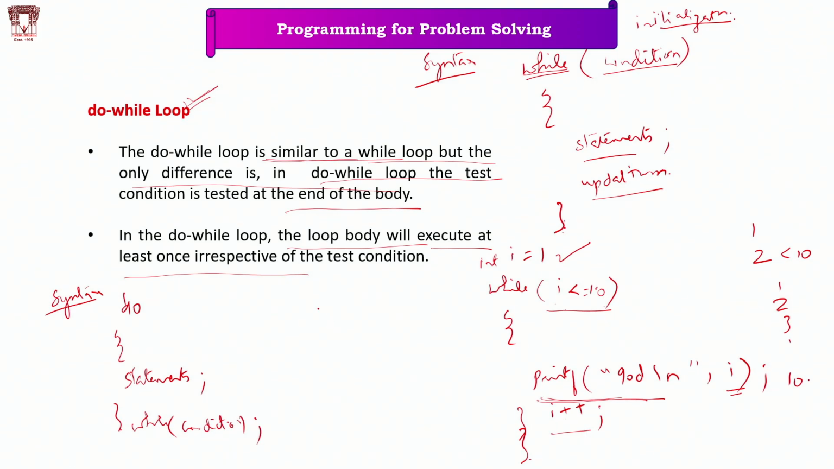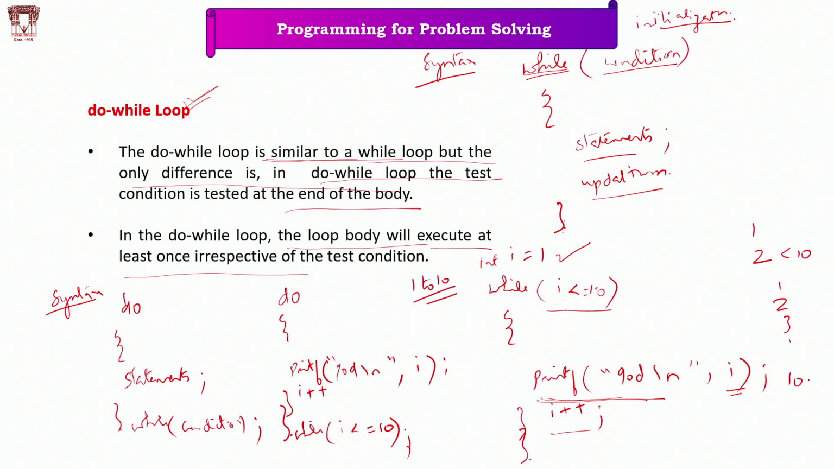The same program we can write with the help of the do while loop: do, and then inside this we write the printf statement, %d and then I. Then we write I++ and then while I less than or equal to 10. So this is how we can implement the program to print the numbers from 1 to 10 using the do while loop.